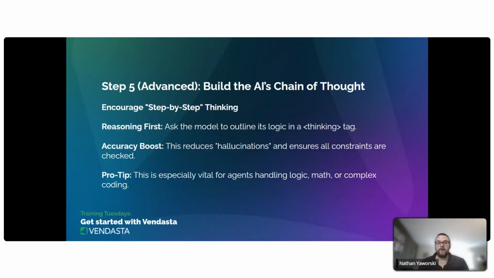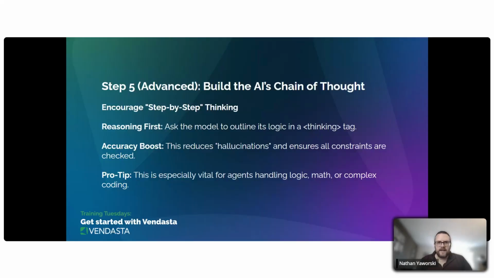It reduces those hallucinations and makes sure that it's checking the constraints that you put in before it gives an answer. Now, as I said, this is less important for, say, the AI chat receptionist, whose main job is to capture leads. But if you're building a custom agent that needs to handle logic or math or any kind of complex coding, this would be a very important thing to keep in mind. Like I say, a little bit more advanced, not so much for the tools that we have access to and the tools that we're using here.